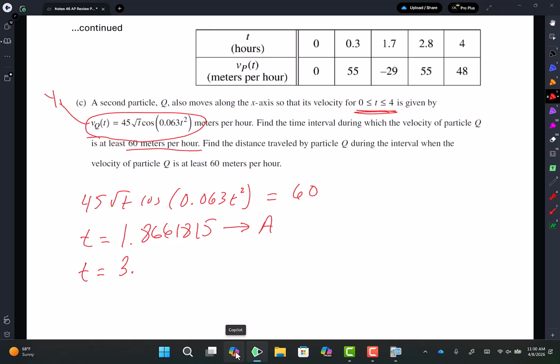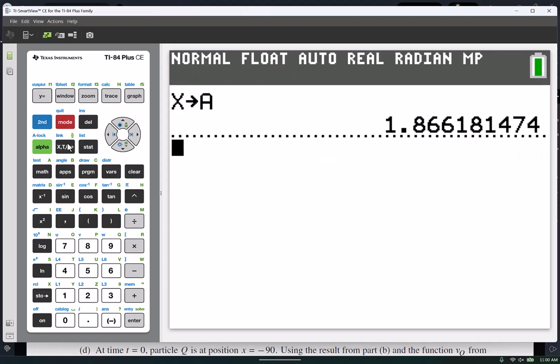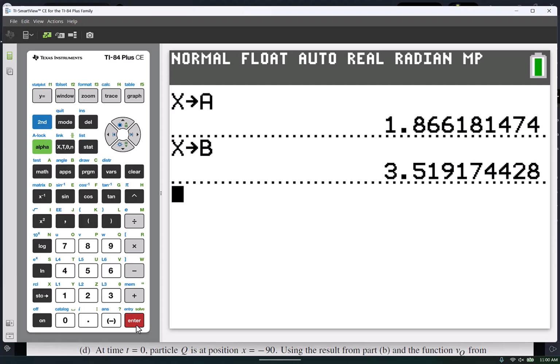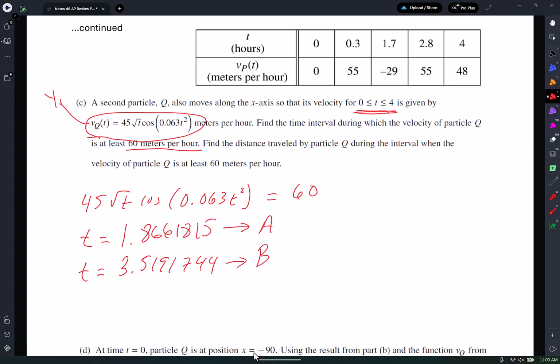Did I write it correctly? Okay. And I'm going to store this to what? B. I just go down the alphabet. Go to my home screen. X, store, alpha B. Make sure that it's the same value. Oh, yeah, it is. It is the same. B. All right, here we go.